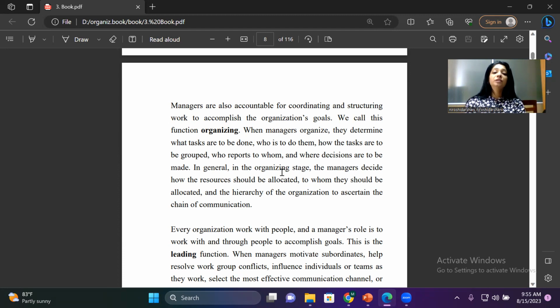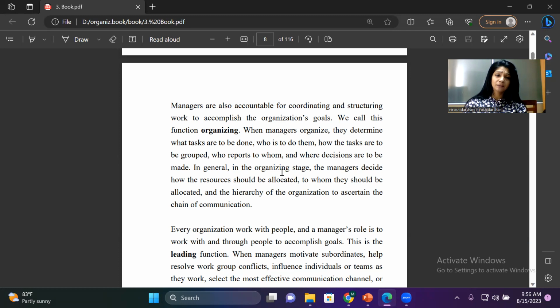So you can see managers are also accountable for coordinating and structuring work to accomplish the organizational goals. Now you should know how to coordinate things. Right now, you know where to go, what to do, and how to do it. You have to coordinate this and structure the work properly. You have to structure the work for what? To accomplish the organizational goals, right? So if it is a trip, to go to the destination where you want to go, that is the objective, that is the goal. So likewise, we call this function organizing.